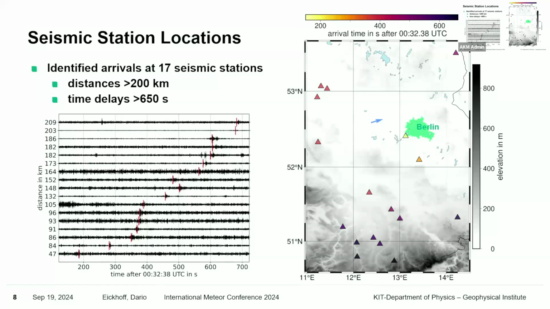And we can recover signals at distances of over 200 kilometers and with time delays of over 650 seconds, which already tells us that this is a very, very slow wave, of course. And this is naturally the acoustic waves that our meteoroid is producing. So what we are going to do now is use these arrivals at the seismic stations to reconstruct a trajectory.